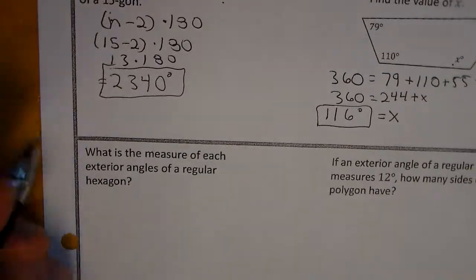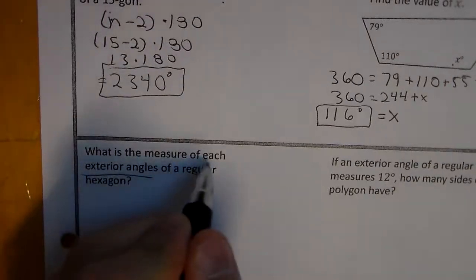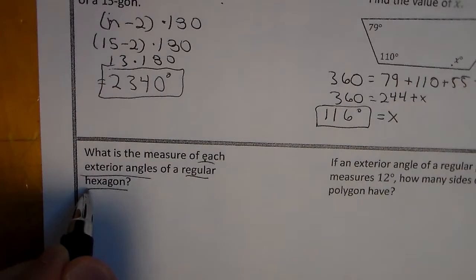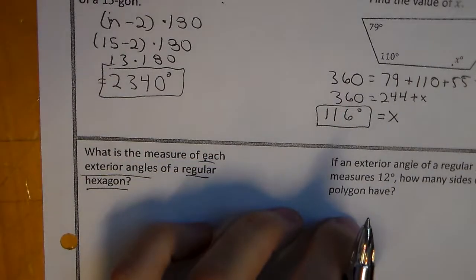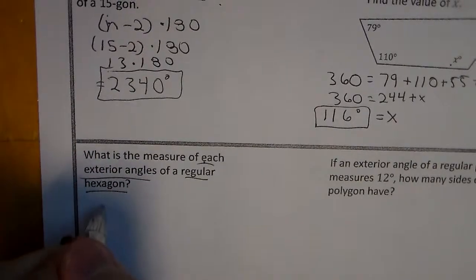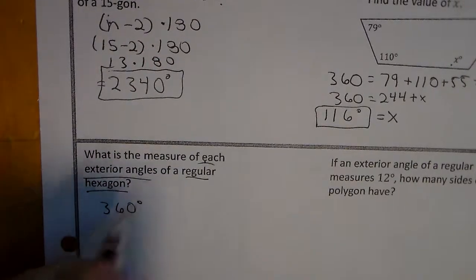For the next problem, what is the measure of each exterior angle? So we want the individual exterior angles of a regular hexagon. So that's going to be the outside angles that we're looking for, but we want each individual angle, not the sum. So we know the total is 360 degrees.